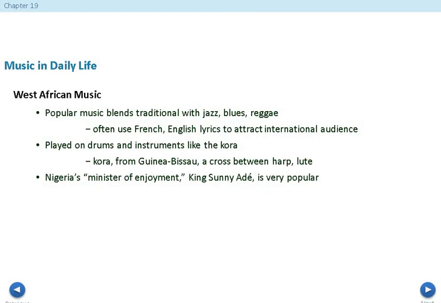Another thing that reflects the culture is West African music. Popular music blends traditional sounds with jazz, blues, and reggae. It often uses French and English lyrics to attract international audiences. They play drums and instruments like the kora. The kora from Guinea-Bissau is a cross between a harp and a lute. And Nigeria's Minister of Enjoyment, King Sunny Ade, is very popular as well.